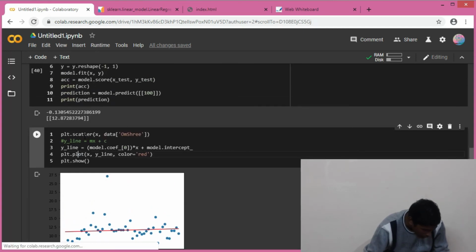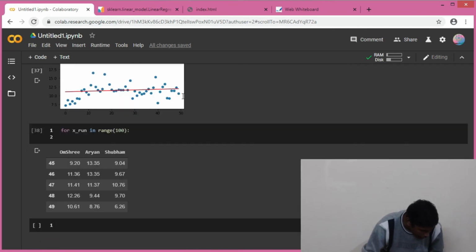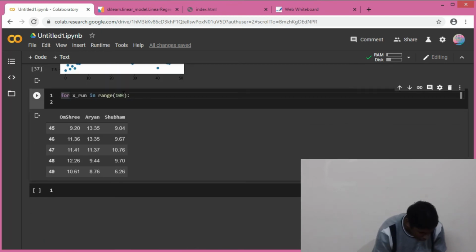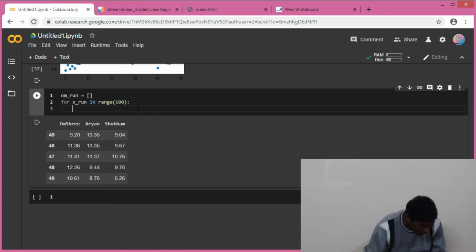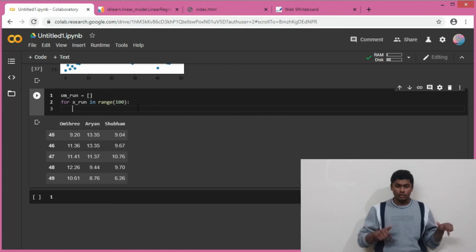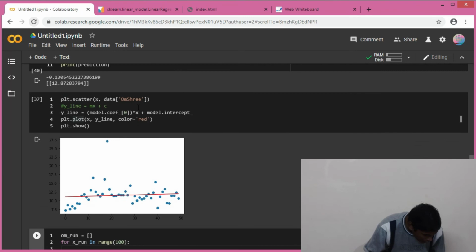How am I predicting here? Well, this is my prediction, right? But for that, I even needed to append that to a list so that I can store how much time it is taking. So let's say om run, and let's say this is an empty list. So inside that list, what do I need to do? Well, it's pretty simple, right? Inside this list, I need something, and it's this thing.